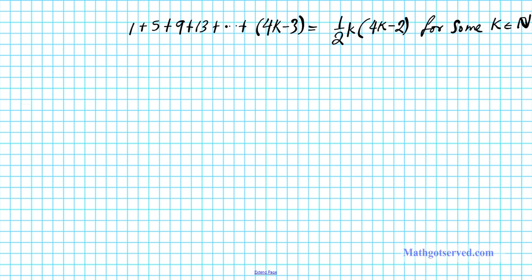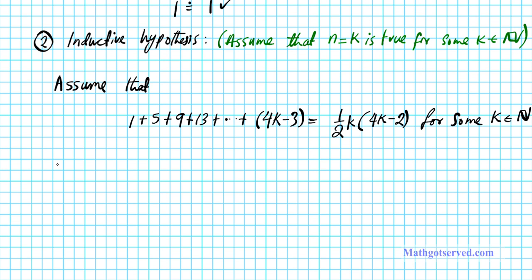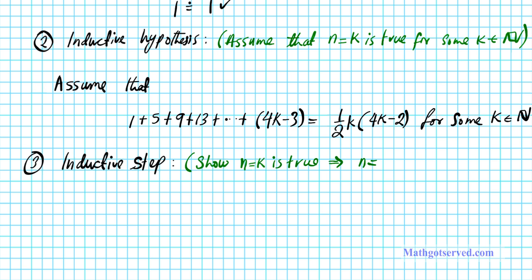Next part is the inductive step. Part 3, the inductive step, the hard part. What are we going to do here? We want to show that if n equals k is true, it follows that n equals the next step, which is k plus 1, is also true. So prove that the next step is true using this assumption as a component of your argument.